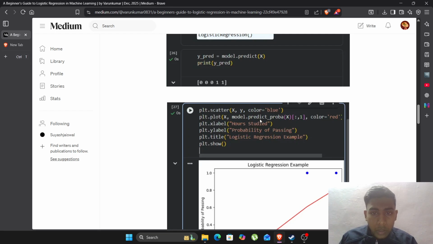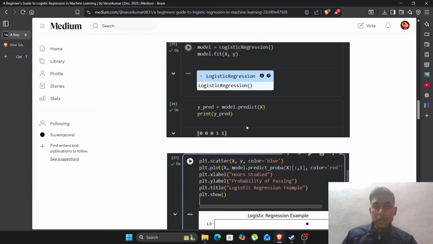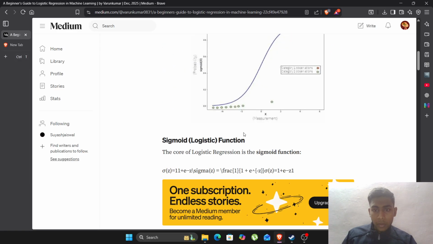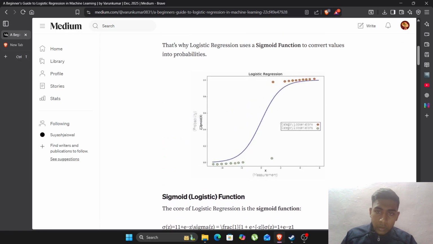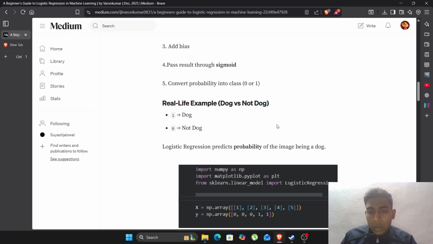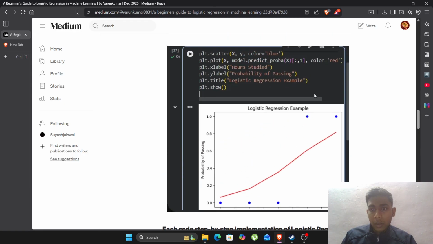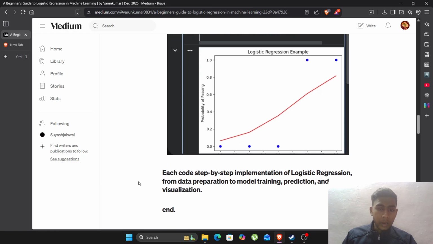Okay, now in this graph, as we have discussed earlier, it is the sigmoid function which is converted into probability, and the blue one is the first category of observation, and this is the second category of observation, and it is the best line of logistic regression. Each code is explained as a step-by-step implementation of logistic regression, from data preparation to model training, prediction, and visualization.